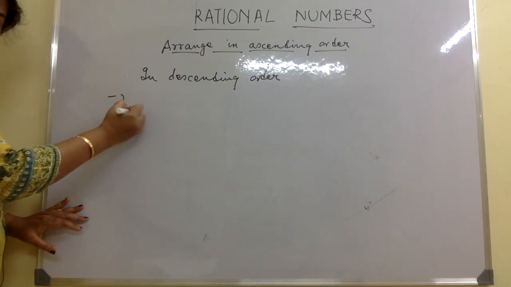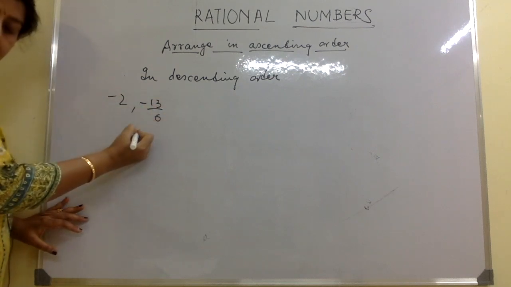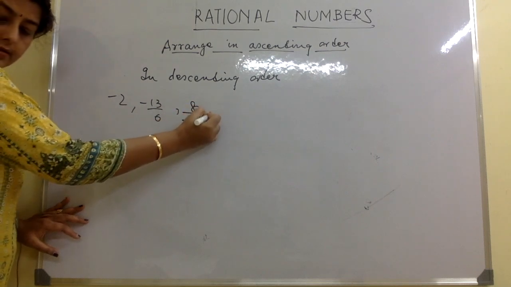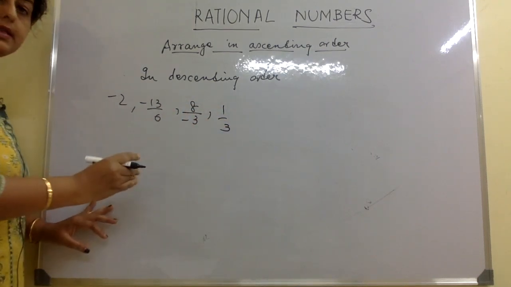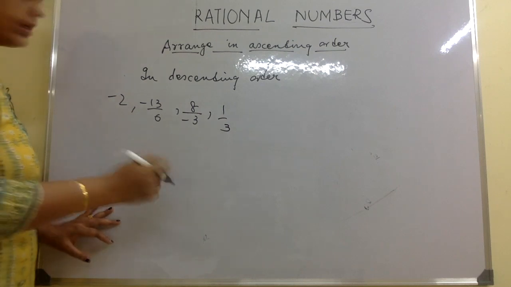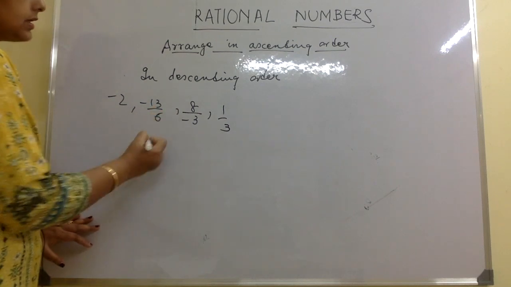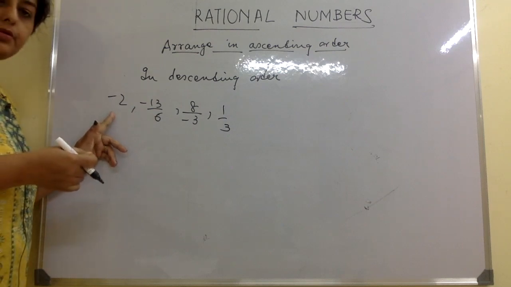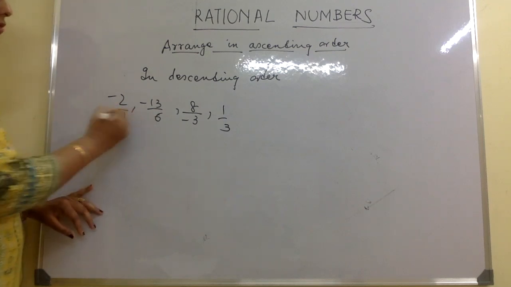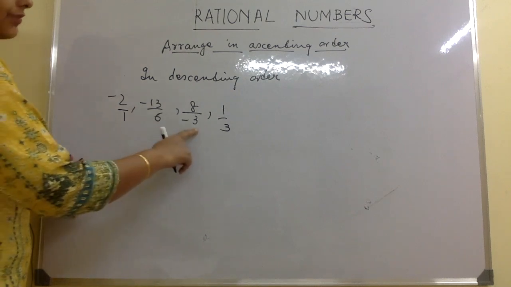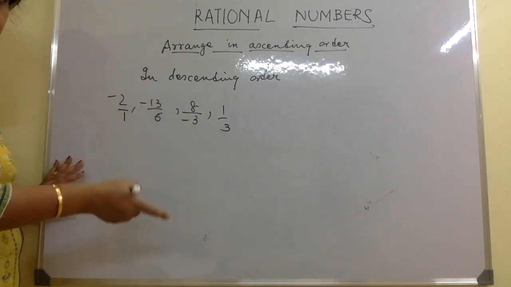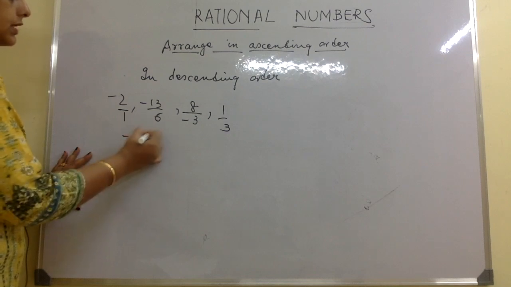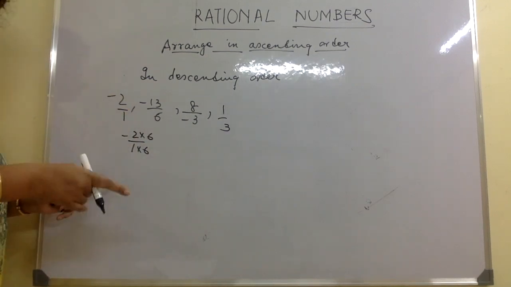So I have minus 2, minus 13 by 6, 8 by minus 3, 1 by 3. These are my numbers. So how do I start? This should not be bothering you. If it is bothering you, just make this. Now the LCM of these, 6 and 3, is 6. So minus 2, 1 into 6 into 6, because all the denominators should be 6 now.